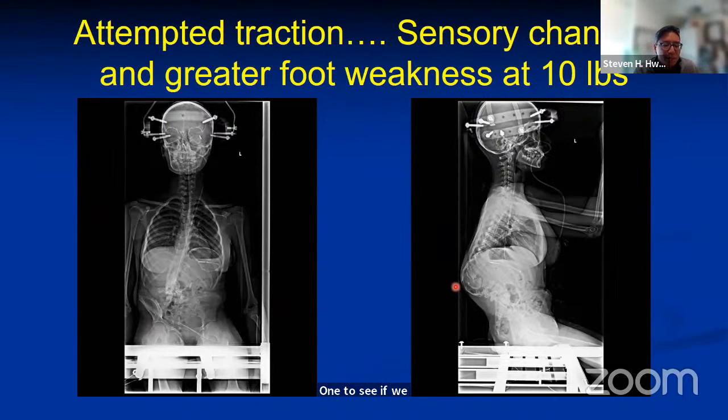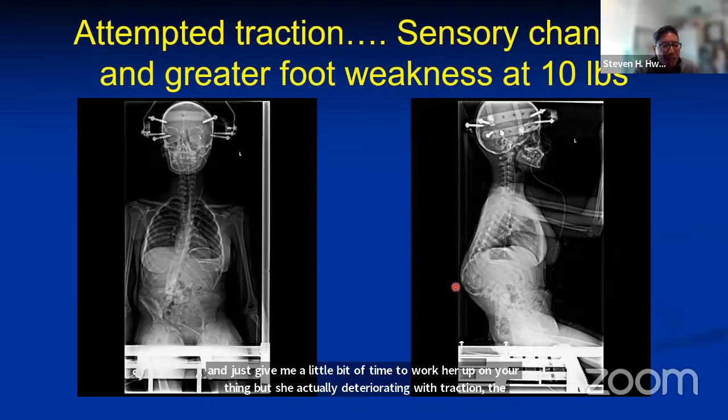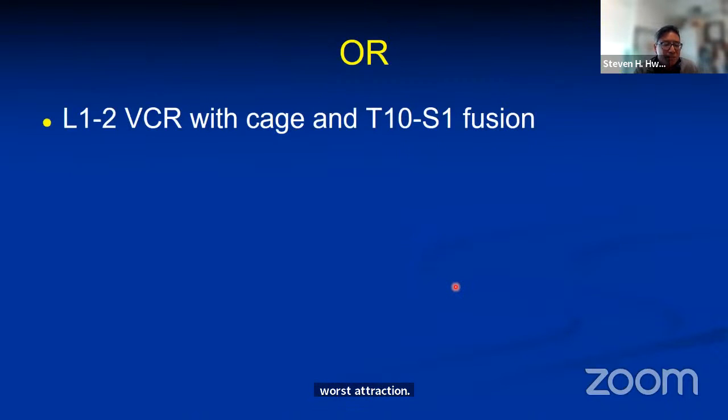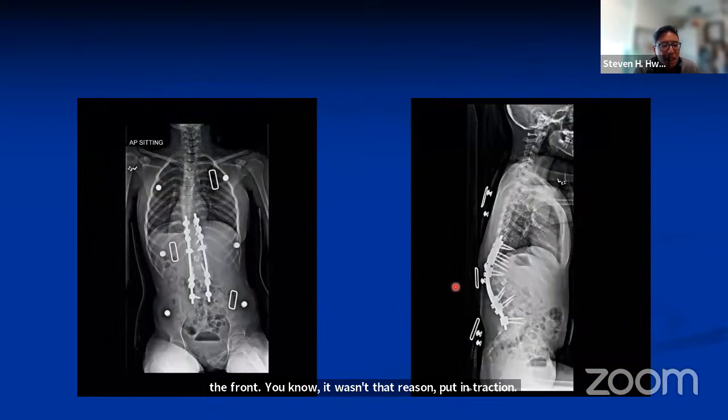So we stopped and eased up, and given she was fused in the front, we felt it wasn't reasonable to continue traction. So we just did a 1-2 VCR with a cage at the front and fused it posteriorly. And then we corrected her alignment a little bit, and mostly the main goal is to decompress that ventral compression.